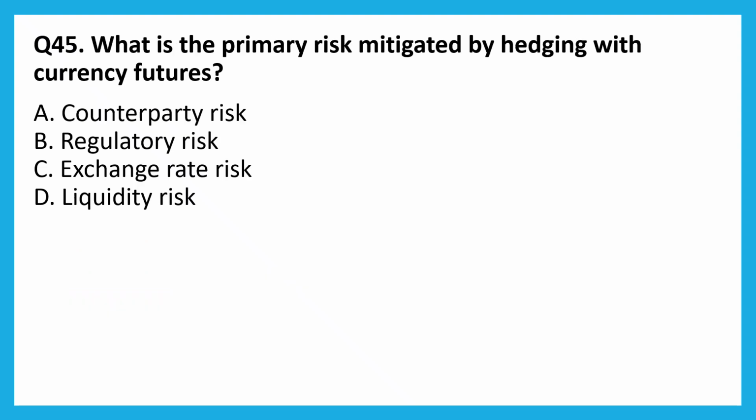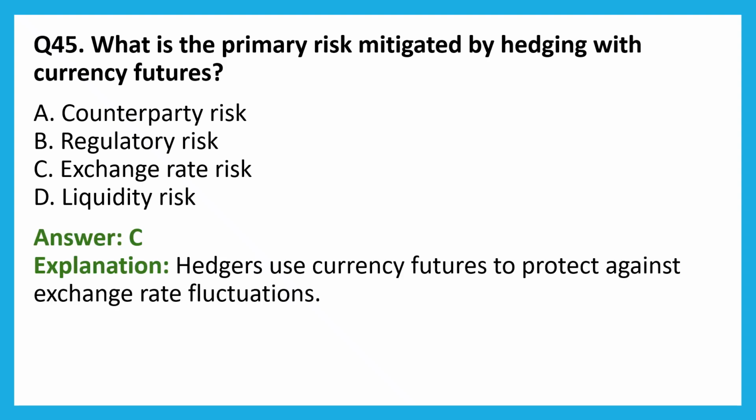Next question. What is the primary risk mitigated by hedging with currency futures? Option A counterparty risk, option B regulatory risk, option C exchange rate risk, and option D liquidity risk. Correct answer is option C exchange rate risk. Hedgers use currency futures to protect against exchange rate fluctuations.